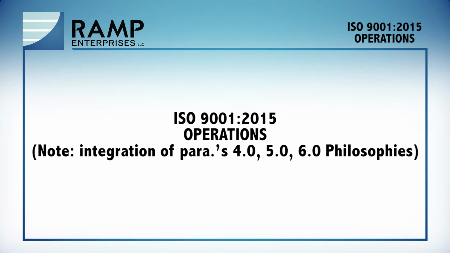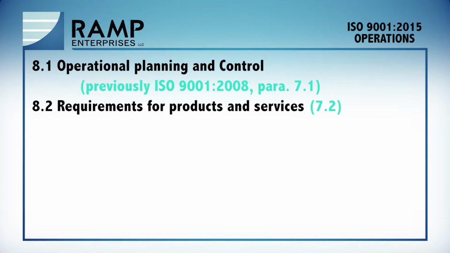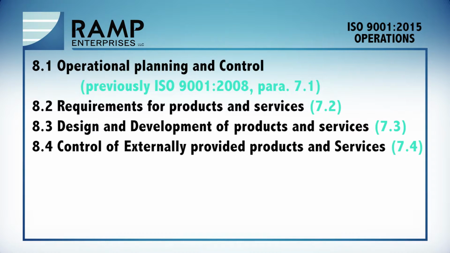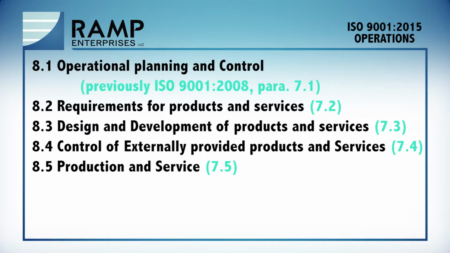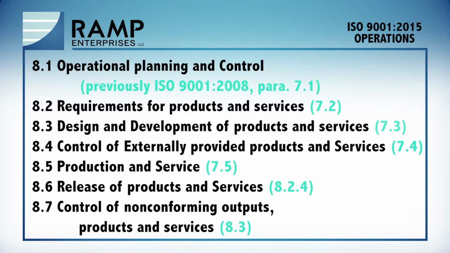Okay, let's go. First things first, let's break down this whole section on operation. There are 7 subparagraphs, but they're big ones. 8.1, operational planning and control. 8.2, requirements for products and services, otherwise known as sales. 8.3, design and development of products and services. 8.4, control of externally provided products and services, otherwise known as purchasing. 8.5, production and service. 8.6, release of products and services. 8.7, control of non-conforming outputs, products, and services.